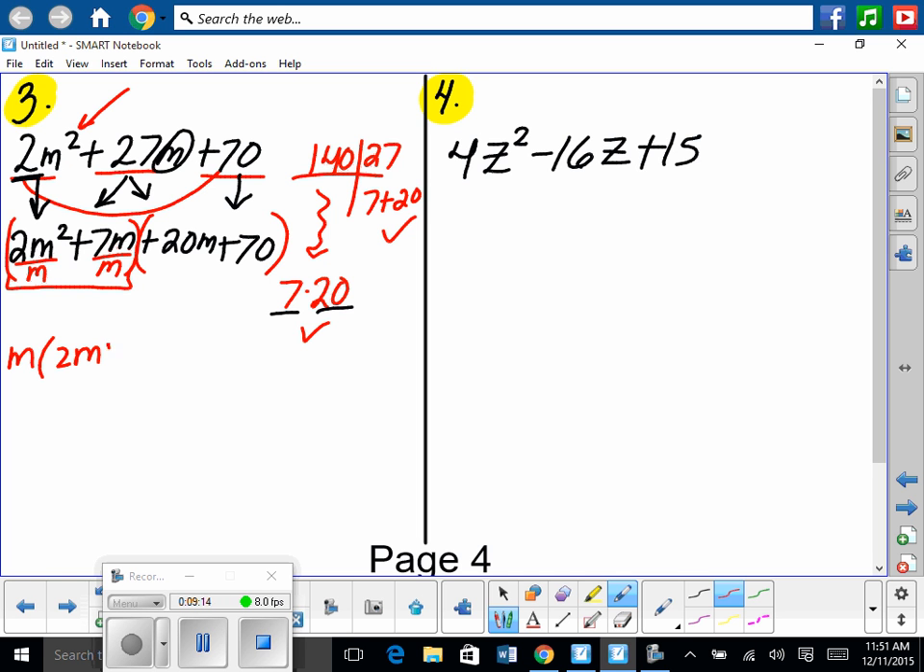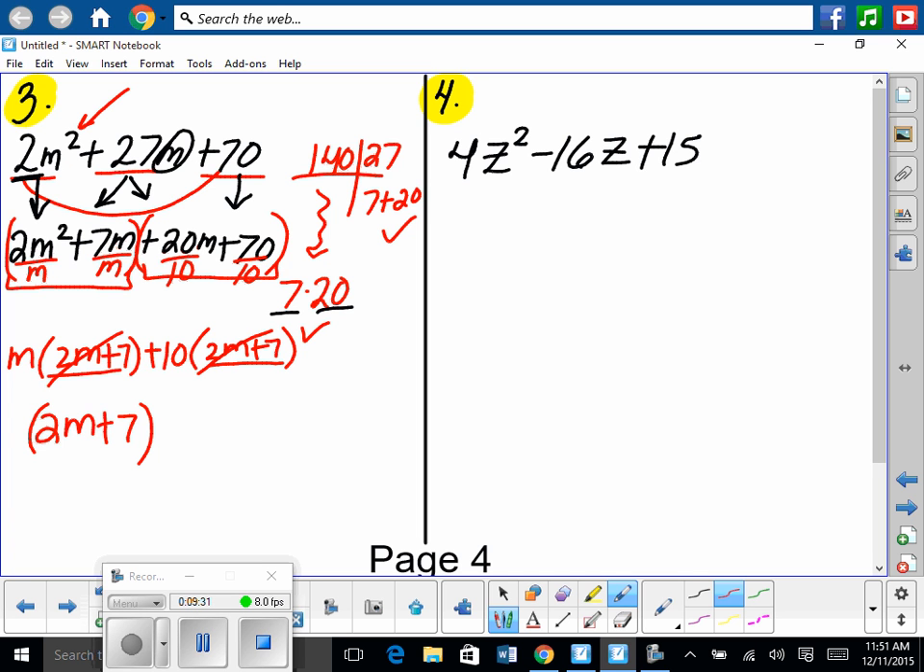Left is 2m plus 7. The greatest thing in common here is a positive 10. Divide each thing by what you pulled out. So then left is 2m plus 7. Now look, our safe haven's exactly the same, so we've done it right. We pull out 2m plus 7. When we pulled it out, it divided out. Left was m plus 10.